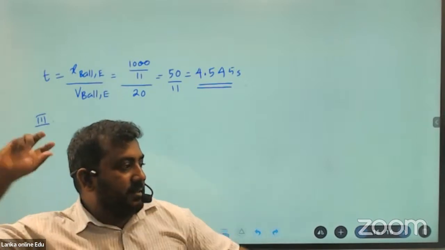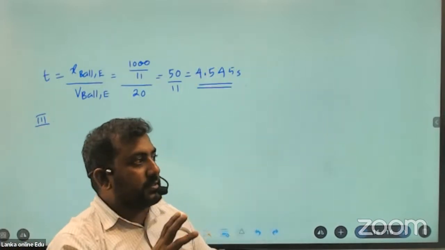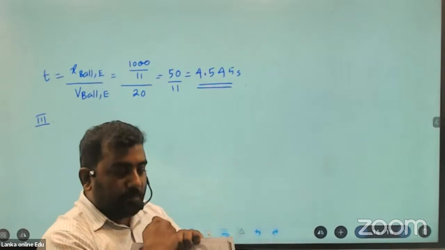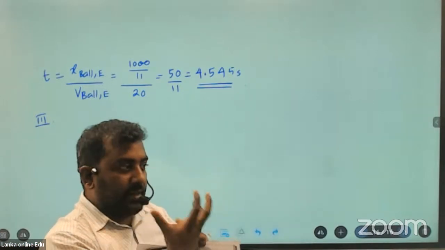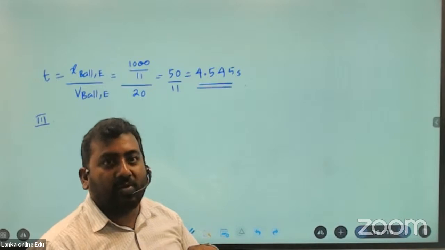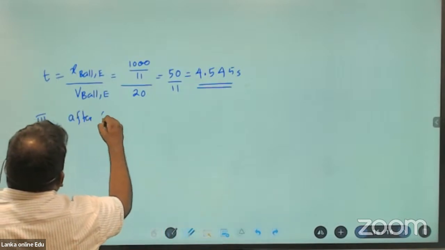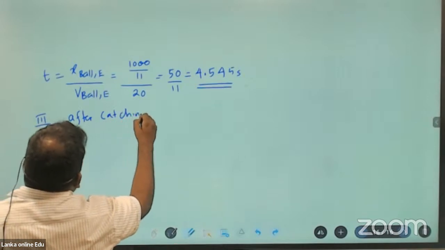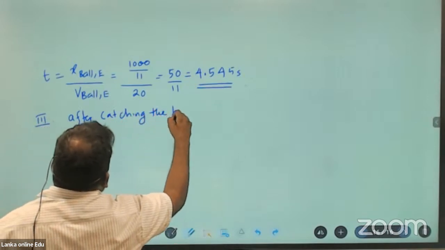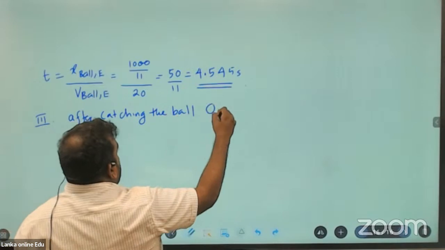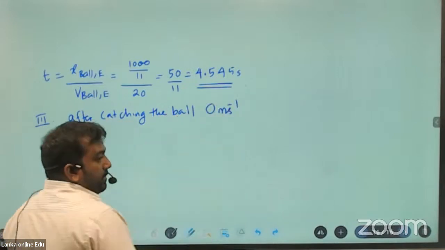He's at rest. He throws the ball, the boat goes. The other fellow catches it, stops. Then momentum is zero. Then the boat can't move. After catching the ball, 0 meters per second speed of the boat.